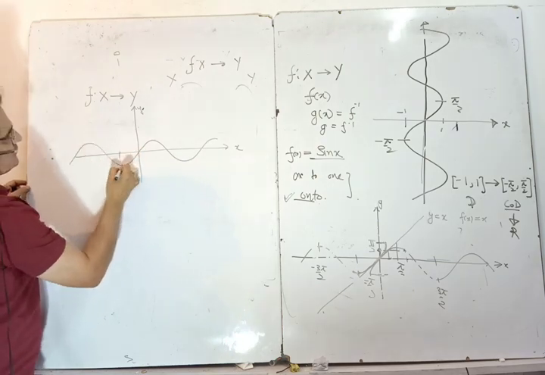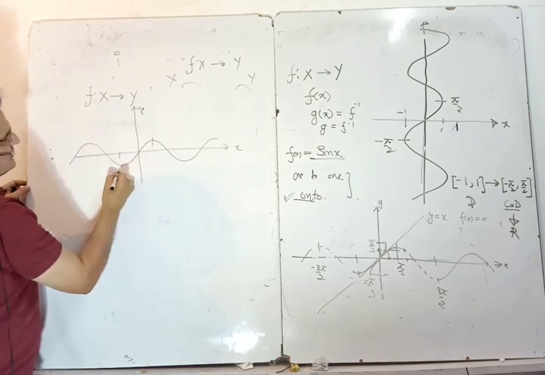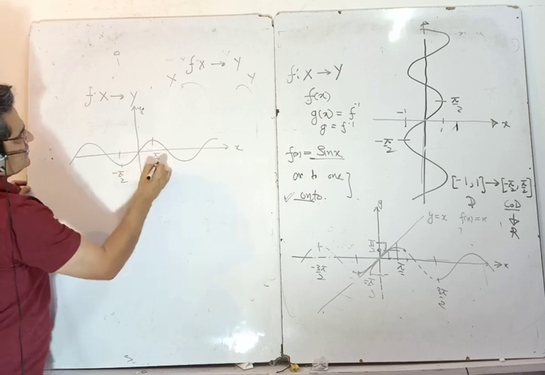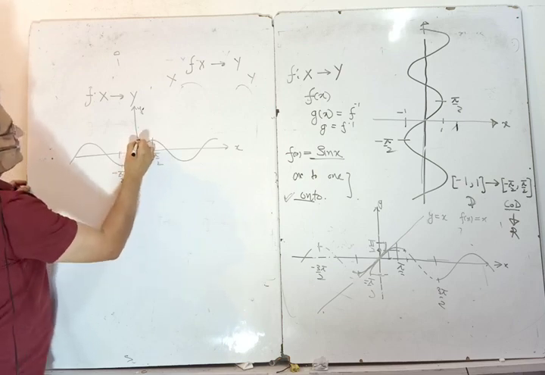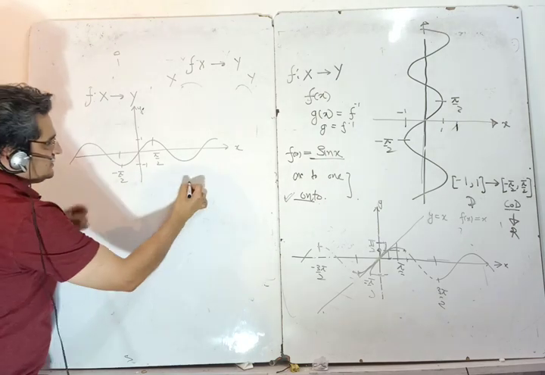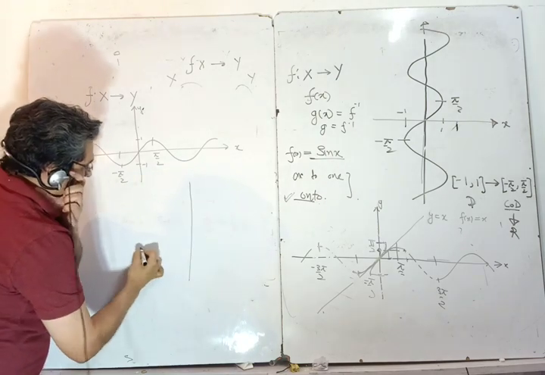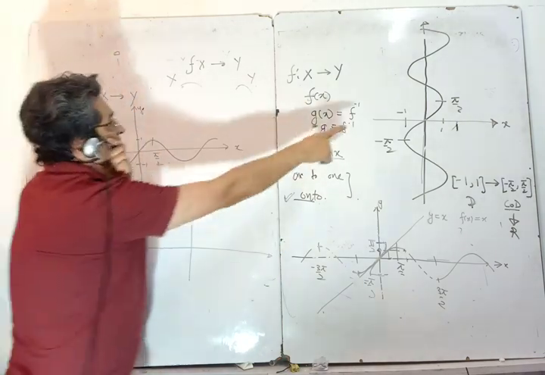And to make it one-to-one and onto, I curtailed it to minus pi by 2 to pi by 2, and this is minus 1 to 1. I now need an inverse function which will be like that. But why is it like that?